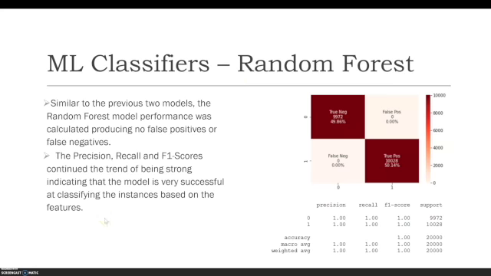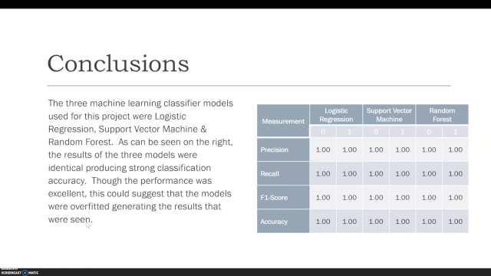Now let's move on to the conclusion. As seen, we have masked both the dependent variables, that is malware or benign, as 0 and 1 respectively. The three machine learning classifier models used for this project were logistic regression, support vector machines, better known as SVM, and random forest. As can be seen on the right, the results of the three models were identical. Further, it may also be noted that none of the models produced any false positive or false negative results. It was just true positives and true negatives in the same proportion for all the three models.